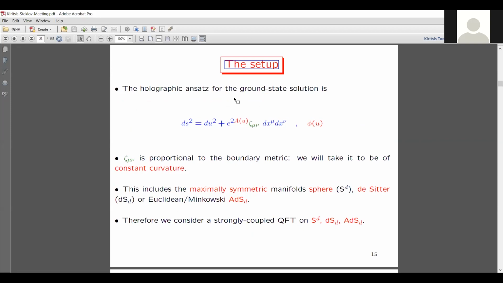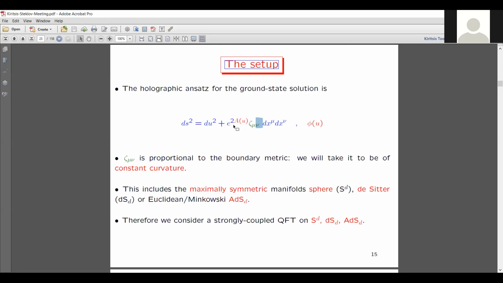So the setup is similar to what I used for flat space. I will be using the same bulk gravitational theory, Einstein-Dilaton gravity, and the ansatz for my bulk solution is the same, but now the slices have a metric, zeta mu, which is also the boundary metric, and I'll take it to be a metric of constant curvature.